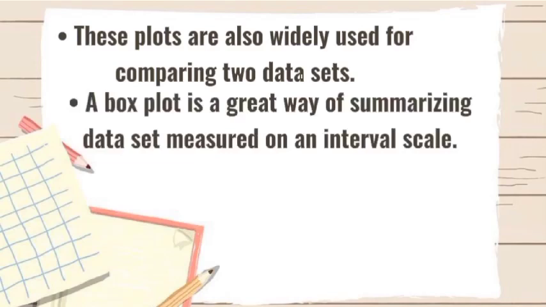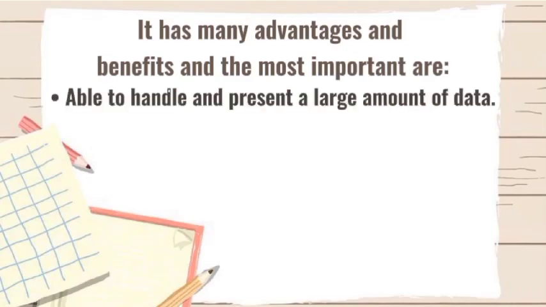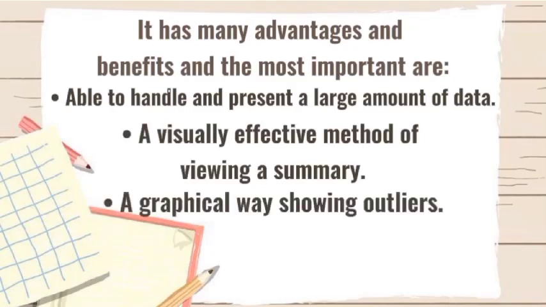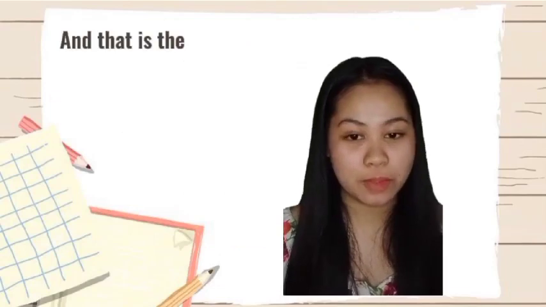A box plot is a great way of summarizing a data set measured on an interval scale. It has many advantages and benefits, and the most important of them are: able to handle and present a large amount of data, a visually effective method of viewing a summary, a graphical way of showing outliers, and great for comparison of two or more datasets. And that is the box and whisker plot.